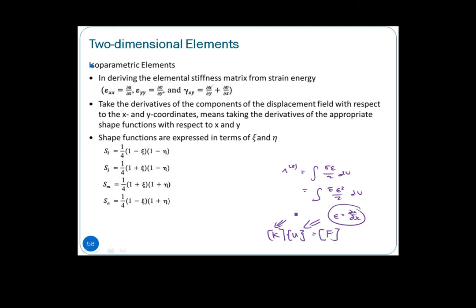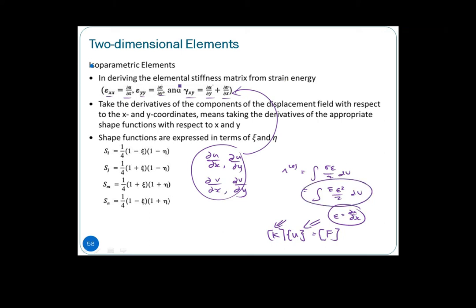In 2D, the strain in the x-axis is del U del X. In Y, we have del V del Y. Then we have the shear strain, which is del U del Y plus del V del X. If we can determine del U del X, del V del Y, and del U del Y plus del V del X, then we can determine our full strain. Then we can determine our strain energy, which is this one, and then we can determine our stiffness matrix. That is the whole idea.